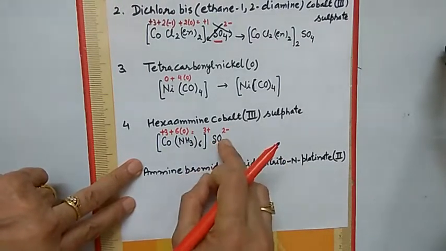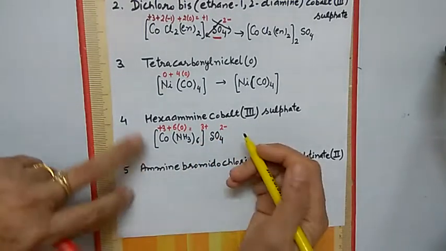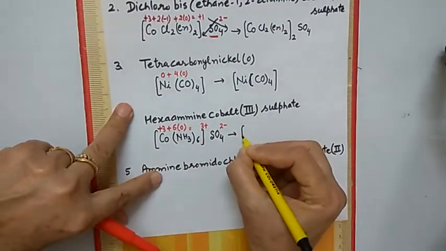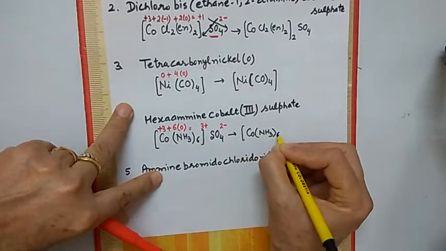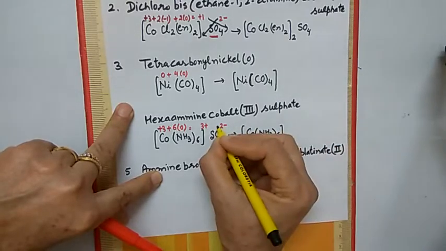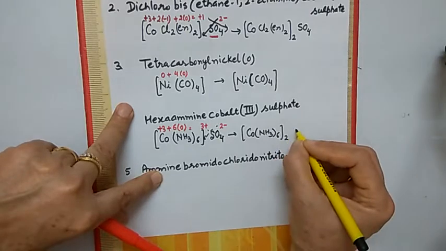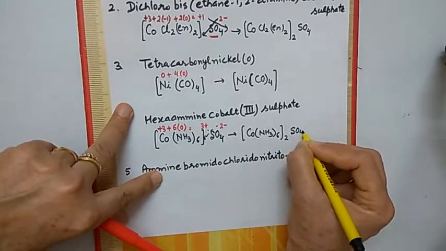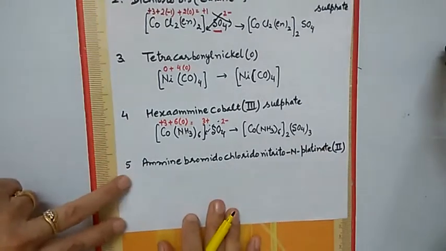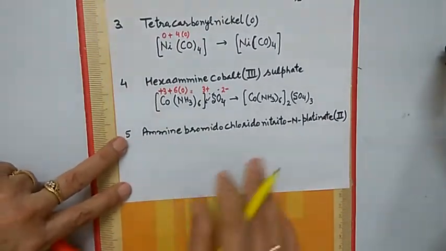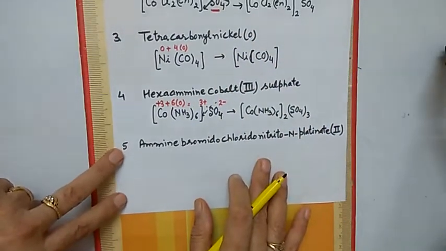To balance the charges, how can we balance? We cross multiply the charges and we get the formula [Co(NH3)6]2(SO4)3. Clear? And this is very important for sulfate ions, particularly you have to be careful.